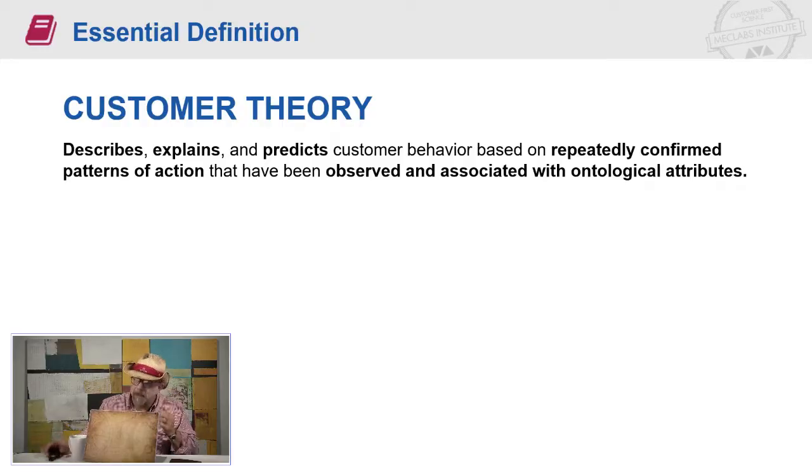So here's what customer theory does. It describes, explains, and predicts customer behavior based on repeatedly confirmed patterns of action that have been observed and associated with ontological, that's a 50-cent word for philosophy of being, with ontological attributes. Now, what is the bottom line? We look at certain behaviors and they enable us to draw some tentative conclusions, i.e. hypotheses that we can leverage in our relationship with the customer.